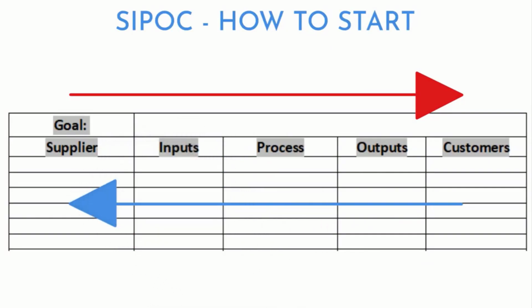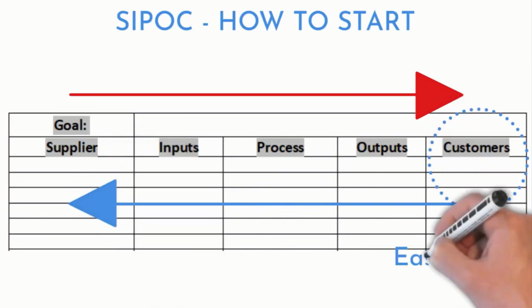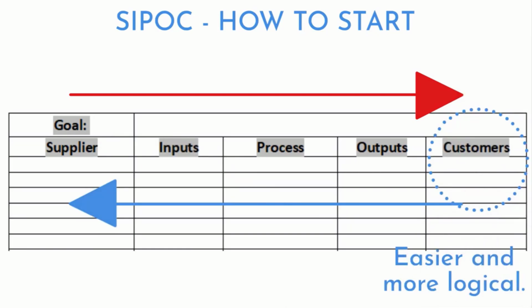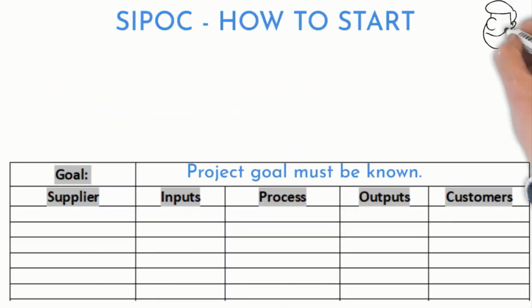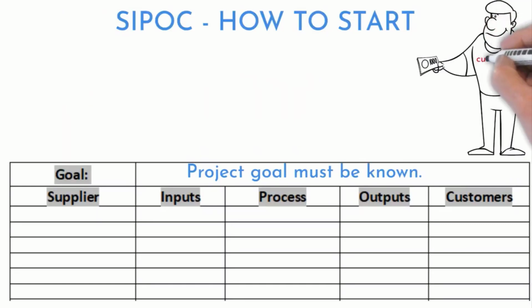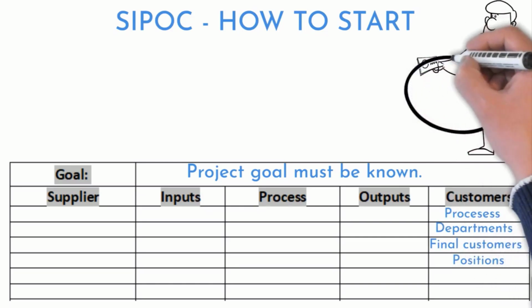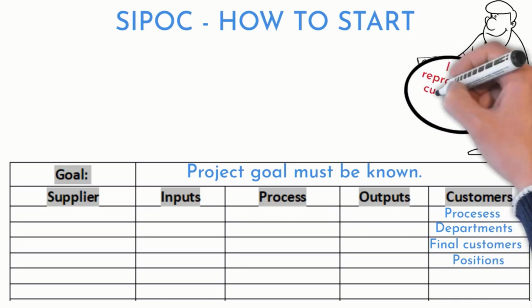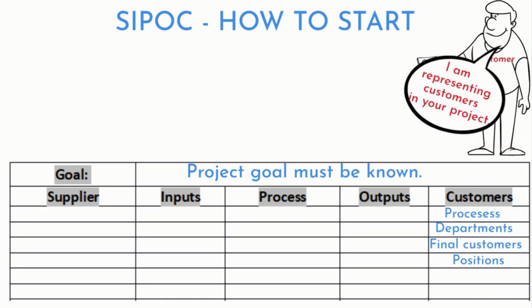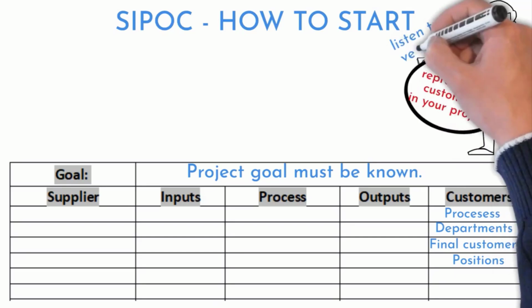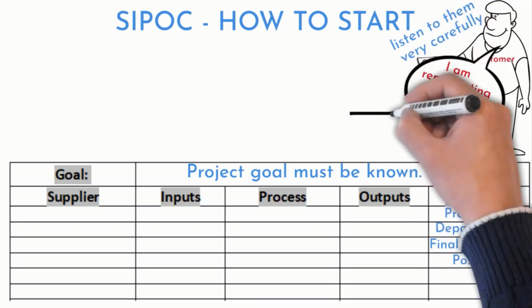I suggest going in the opposite direction. Start with the customer first, because it is easier to identify them. Start with understanding who the customers of the solved process really are. List processes, departments, final customers, or positions which are affected by the failing process. Some members of the project team might be representing affected positions and departments. Encourage them to speak about their problems and write them down for future steps.